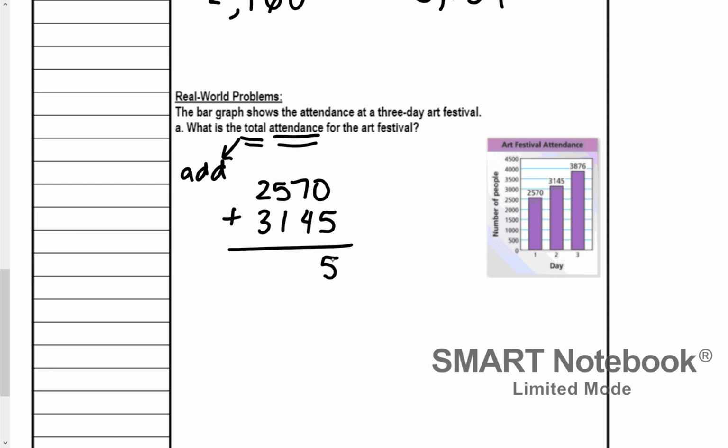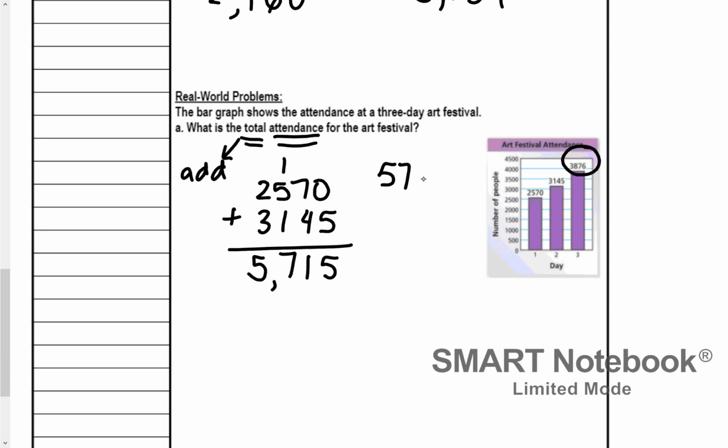5 plus 0 is 5. 7 plus 4 is 11. 5 plus 2 is 7. 3 plus 2 is 5. We've got 5,715. But now we can't forget about day 3.